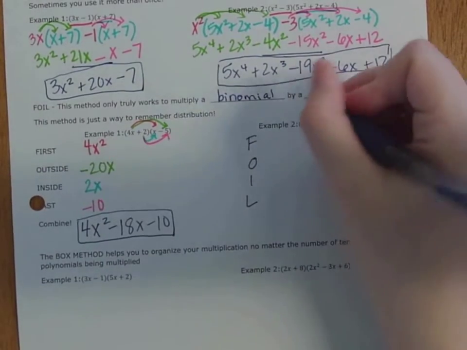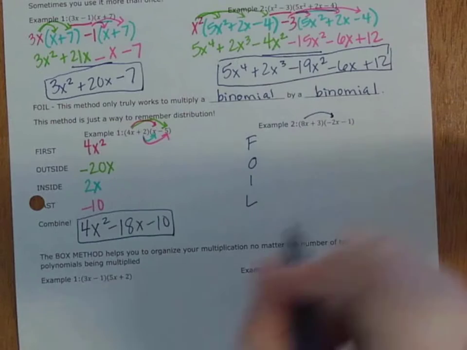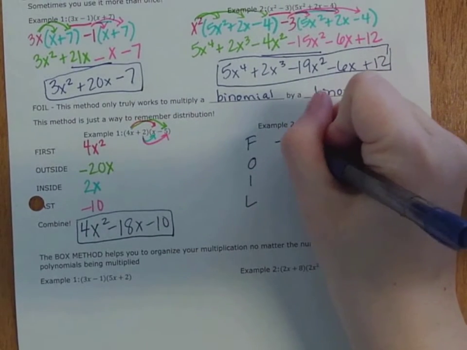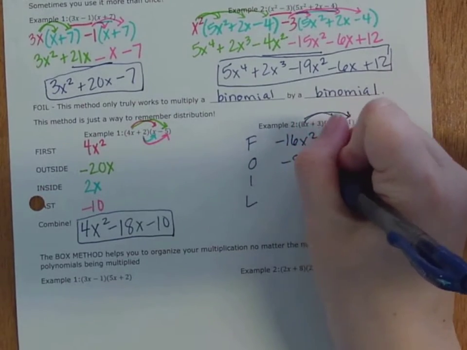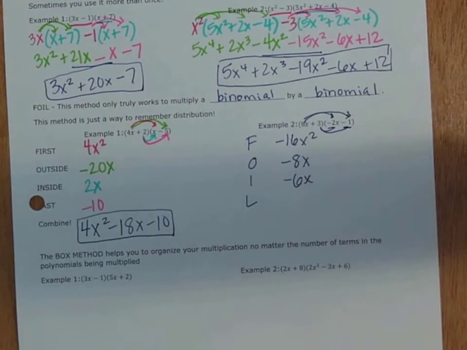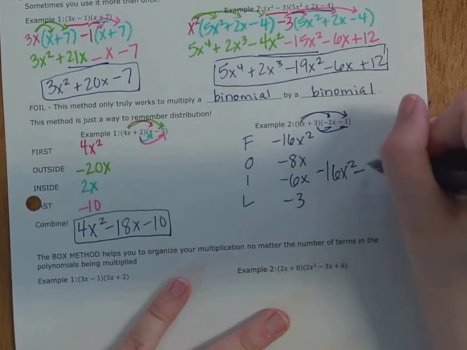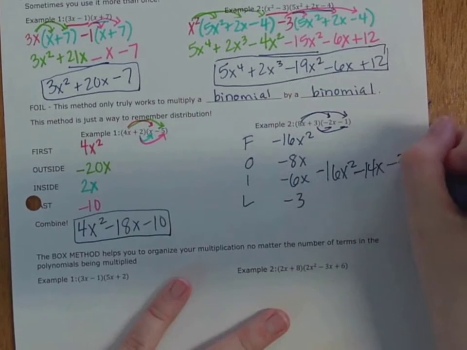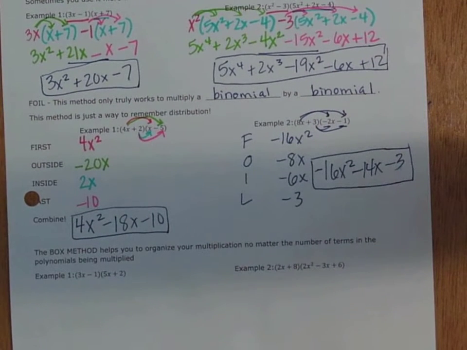Okay, let's do it with the second example. First, what am I going to get? Negative 16x squared. Outside. Inside. Last. Negative 16x squared minus 14x minus 3. This only works for binomial times binomial.